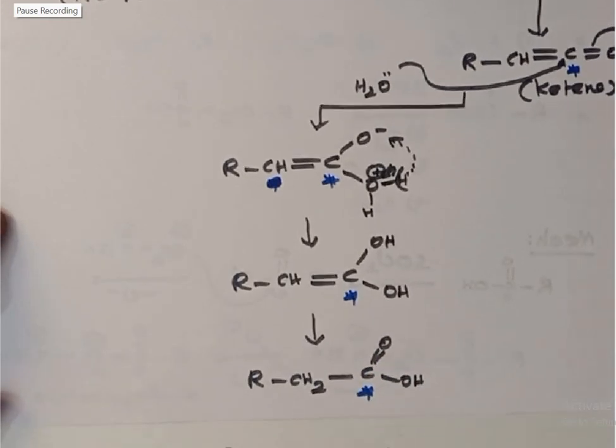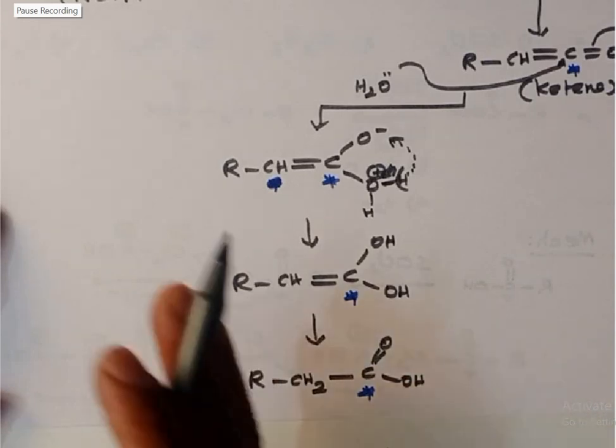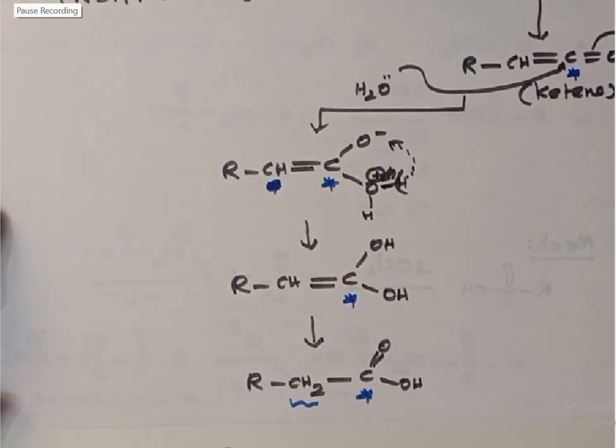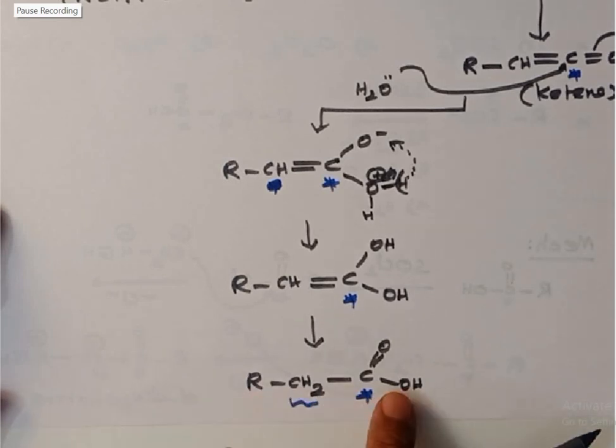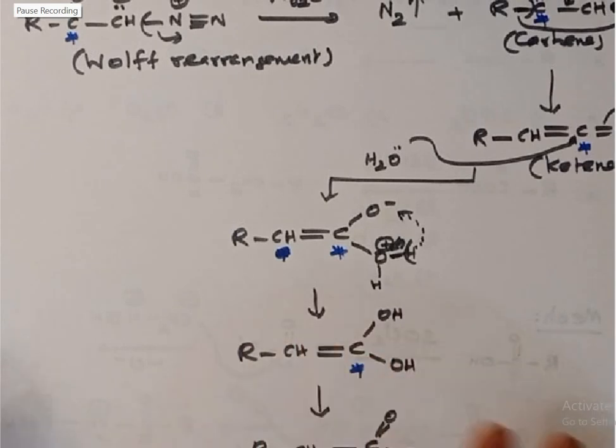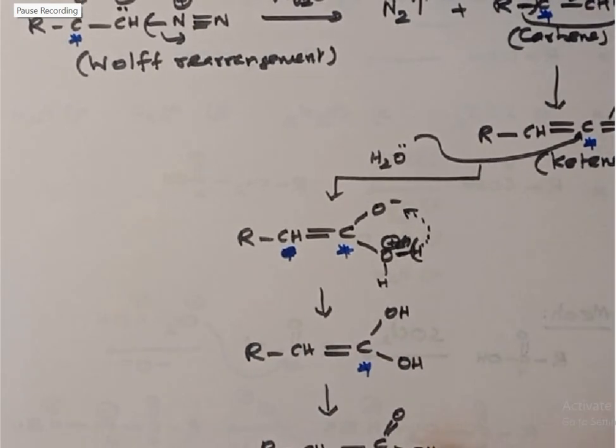Is this clear? So if you see the overall reaction, this CH2 group is just incorporated between R and the acid. So this is what we call the Arndt-Eistert synthesis. You can convert one carboxylic acid into the next higher homolog series. Remember the mechanism. Now I'll give a few examples.